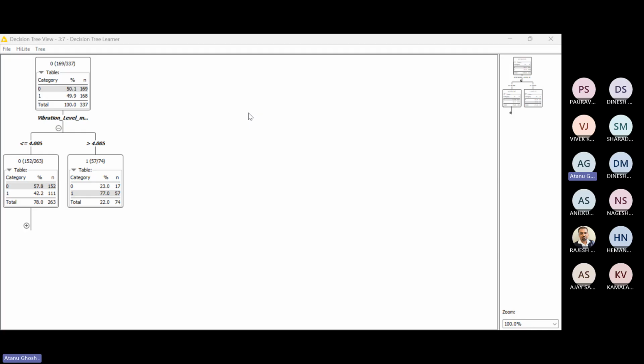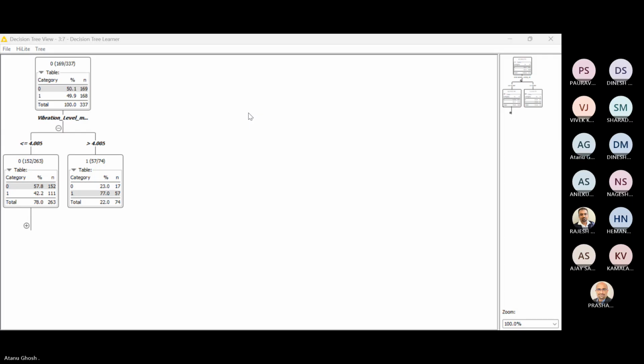Now it has figured out that out of all the parameters, on which parameter it should branch first to get the most efficient decision tree. That's the iteration that is done. It's equivalent to iterating between age and gender, which we did manually. And it has figured out that the first point of branching to make the most efficient decision tree is vibration level.